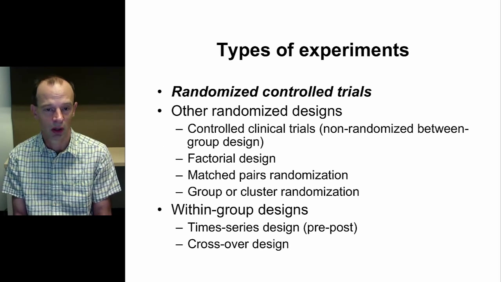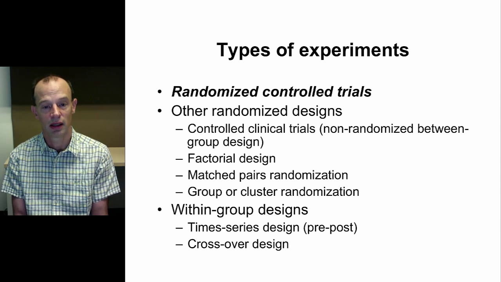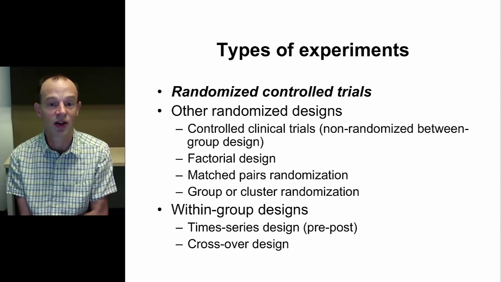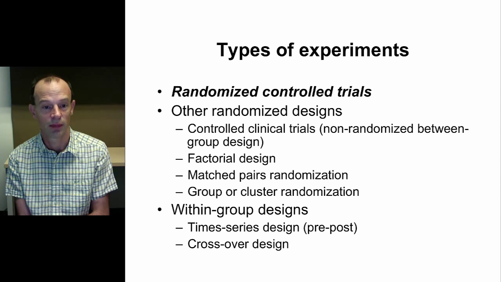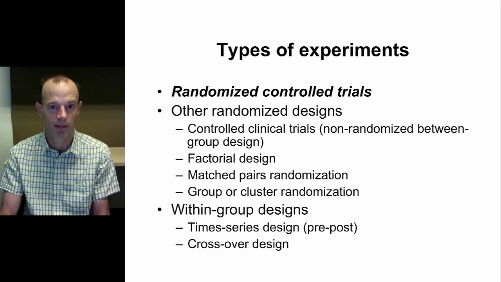So, as I mentioned, randomized controlled trials are the gold standard for experimental study design, but there are actually a number of other non-randomized study designs, which include controlled clinical trials without randomization, factorial design, matched pairs randomization, group or cluster randomization, as well as some other designs called time series or crossover designs. I'm not going to get into any details about those, but those are other types of experimental study designs that you may see in the scientific literature and textbooks.